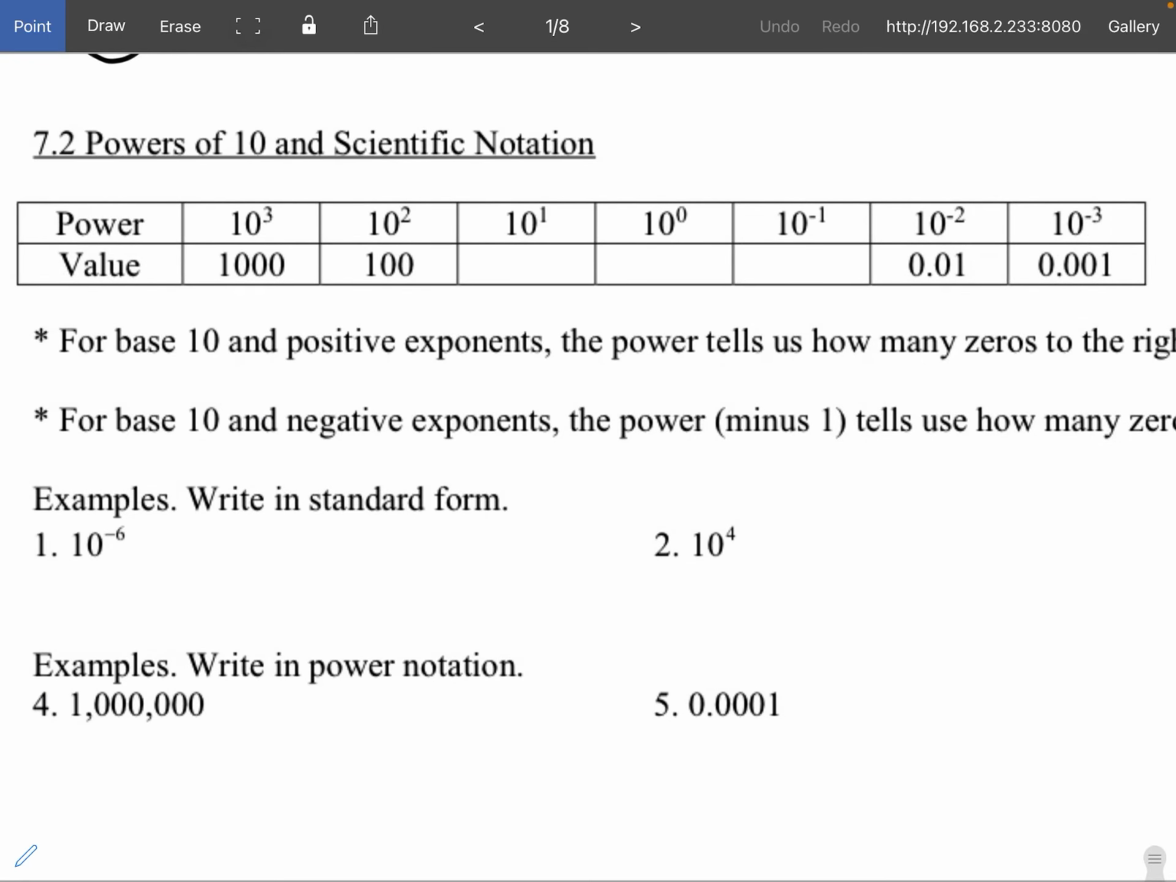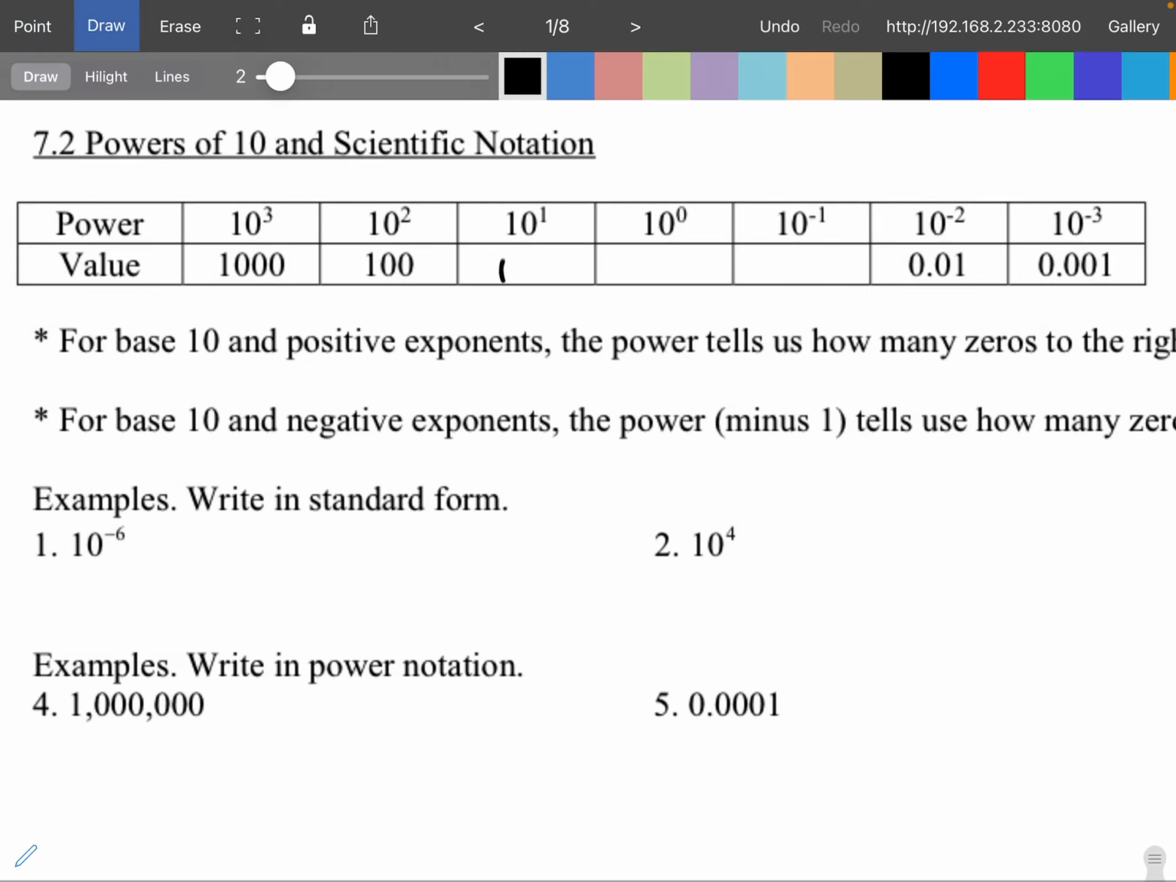All right, so the first thing we got to do in 7.2 is we got powers of 10, okay? So we're going to fill in the rest of this chart. So 10 to the first power, that's just 10, right? So that's 10. Then we got 10 to the 0 power. That's 1, good. That's 1.